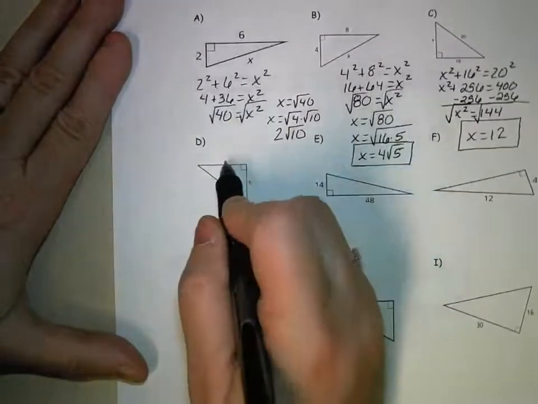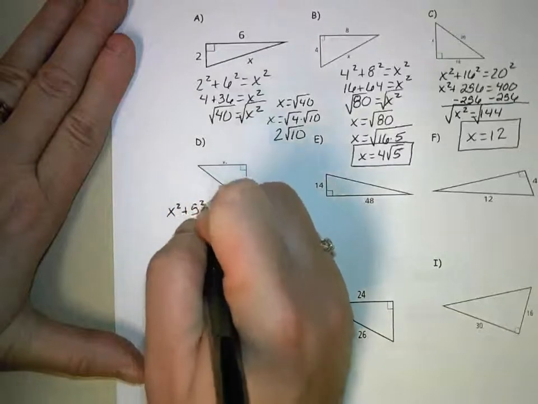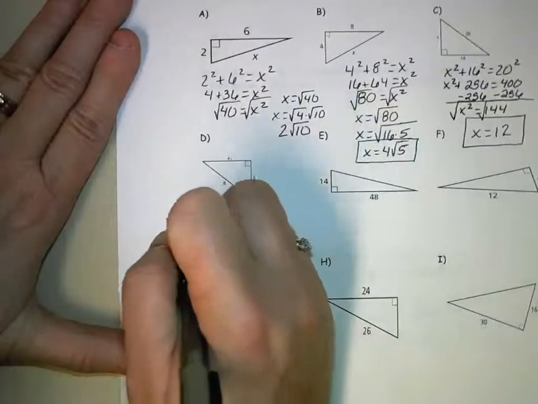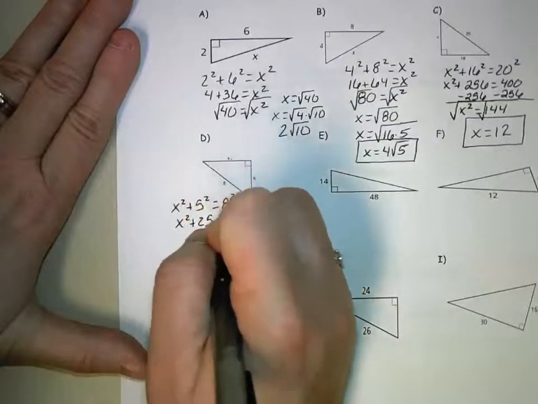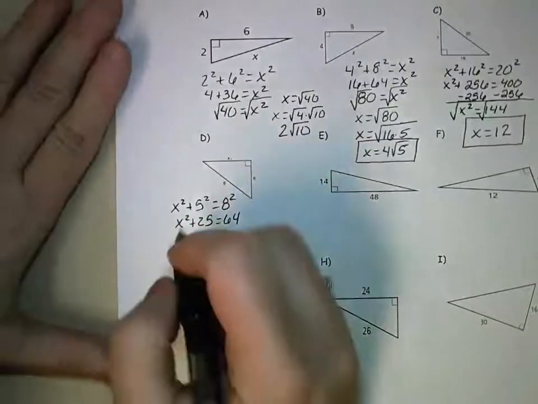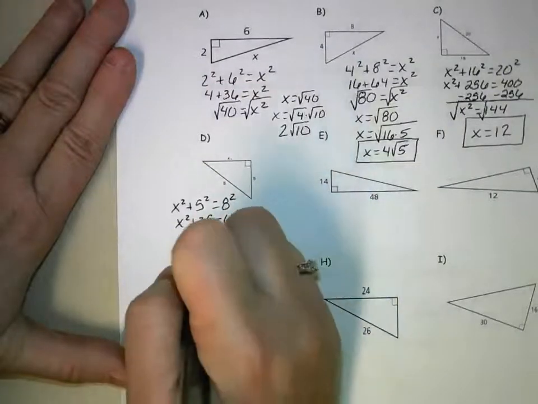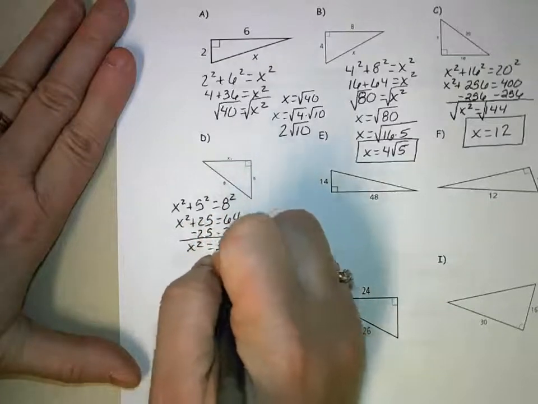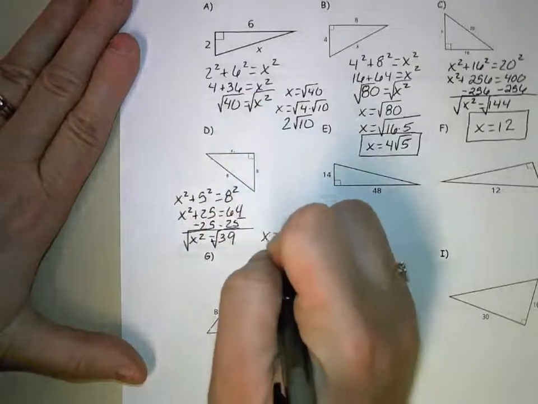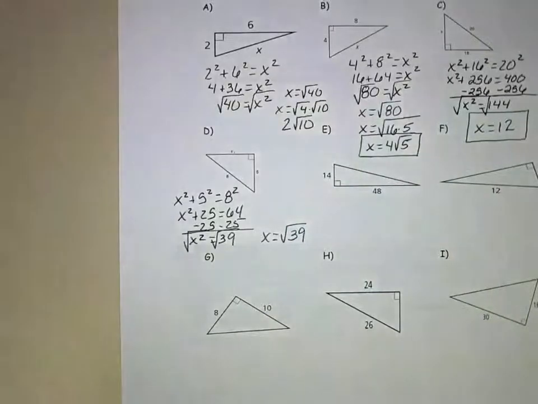Letter D, this is a leg and this is a leg. So we will have x squared plus 5 squared equals 8 squared, which becomes x squared plus 25 equals 64. When you subtract 25 from both sides, you have x squared equals 39. And that one cannot be simplified at all. You end up with x equals the square root of 39.